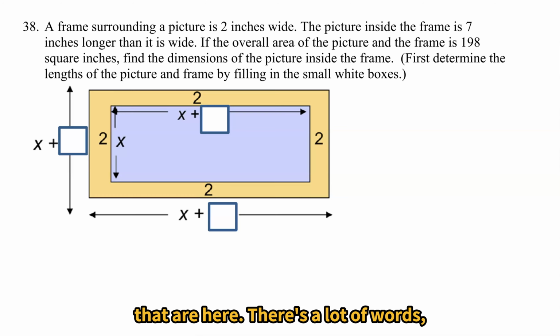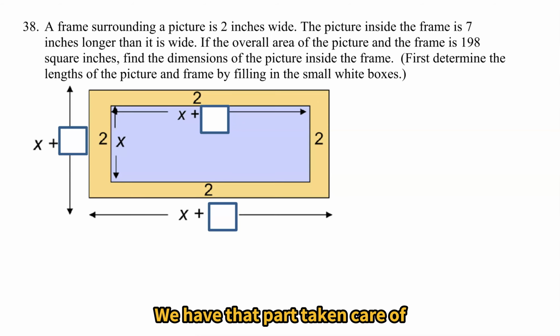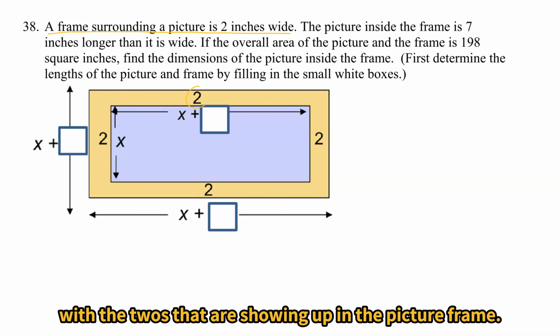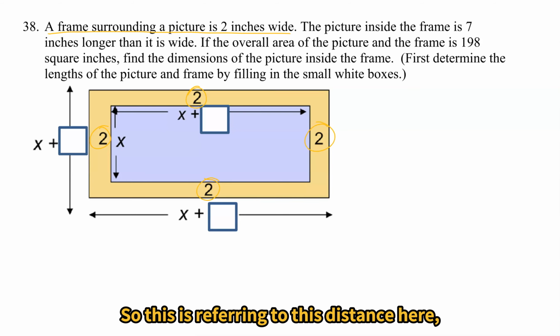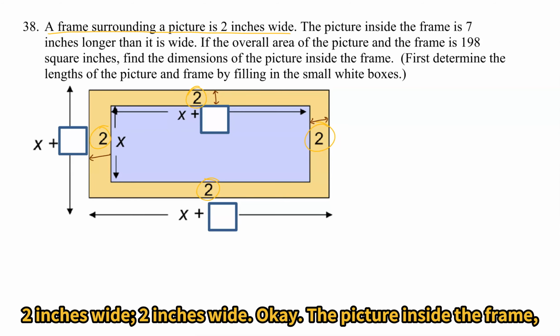There's a lot of words and there are a lot of numbers. Let's see if we can put them together. So a frame surrounding a picture is 2 inches wide. We have that part taken care of with the 2's that are showing up in the picture frame. So this is referring to this distance here and this distance here. Picture's not drawn to scale. 2 inches wide, 2 inches wide.